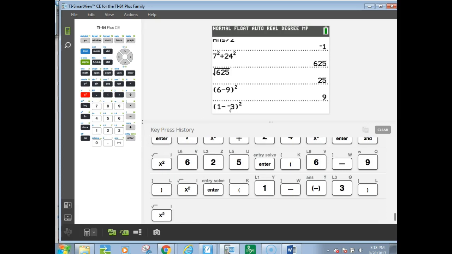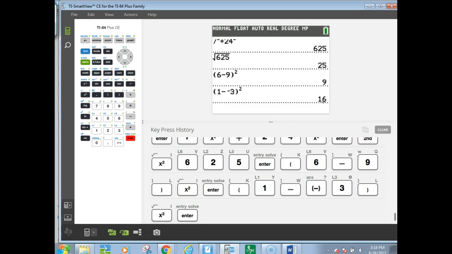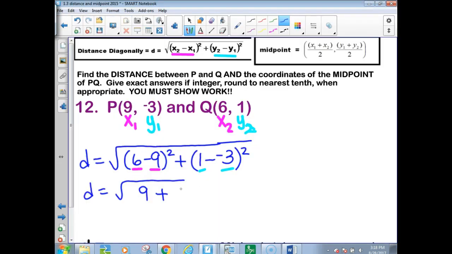Now, this should come out to be 16. 1 minus negative 3 is 4. 4 to the second power means 4 times 4, which is 16. And it is 16. Did everybody get the 9 and the 16? No? Okay, you're not going to tell me yet. I'll probably find out later. Okay, so let's see. We got 9 plus 16. If I add 9 and 16, I get 25. I'm just going to finish this off without my calculator. The square root of 25 means what number times itself is 25. And that'd be 5. Okay, now we're going to do the midpoint.